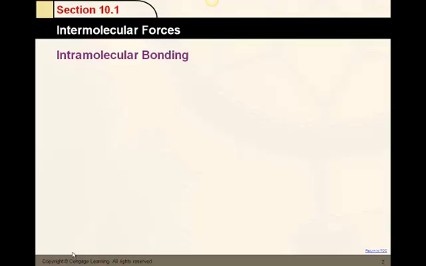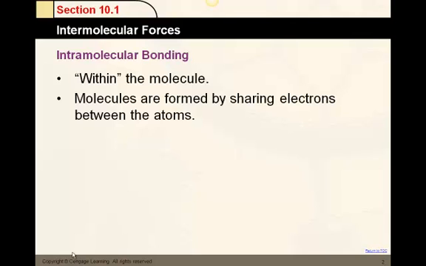So this first section is about intramolecular bonding. Intramolecular bonding, remember, is forces within the molecule. So if we have a molecule and it's covalently bonded, that's the intramolecular force. Molecules are formed by sharing electrons between the atoms. Those are the covalent type I was just talking about.